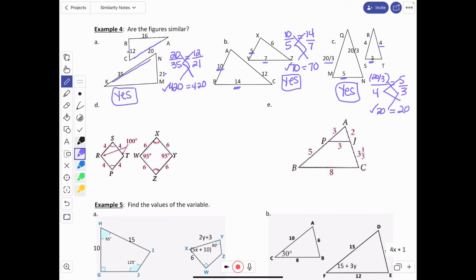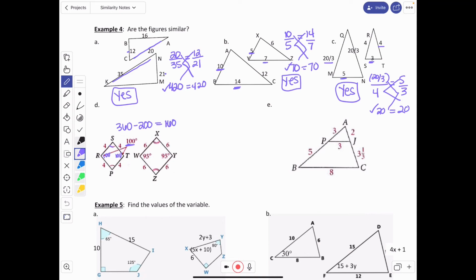Okay, so this one, since it gives me angles, what I can check here, both of these angles here, it tells me both of these angles are 100. So what I can do is I can do 360 minus 200 because I have 100 here, 100 here, that gives me 200. So 360 minus 200 is going to give me 160.